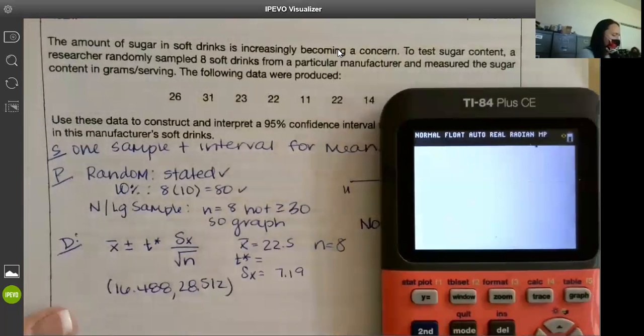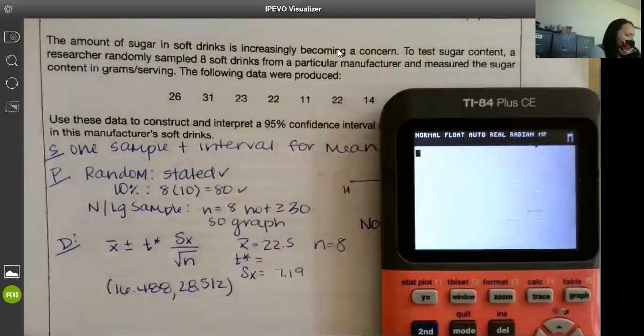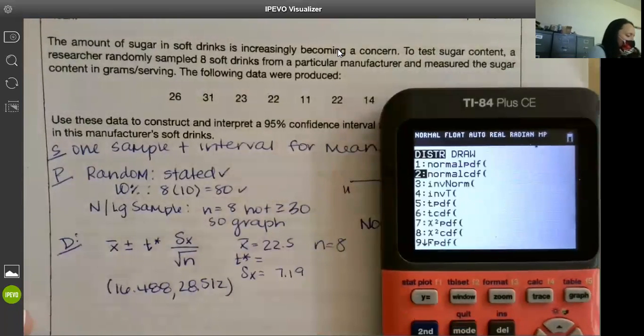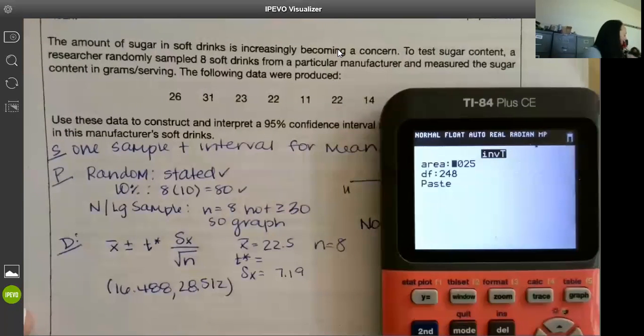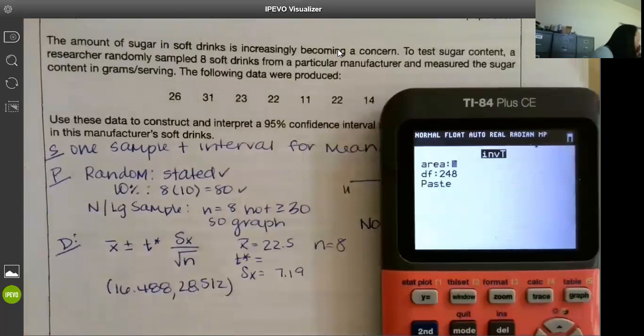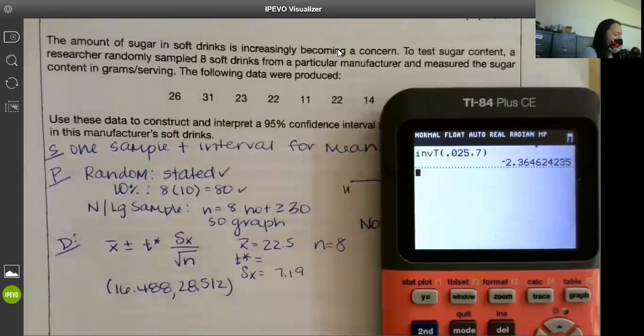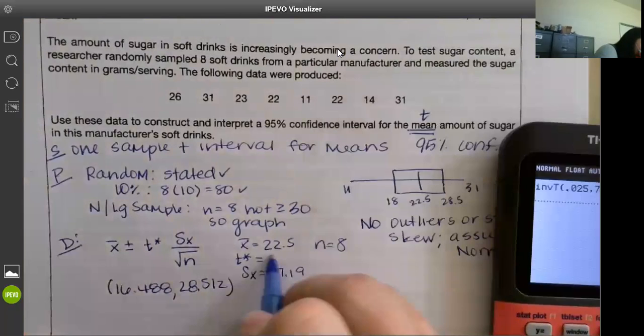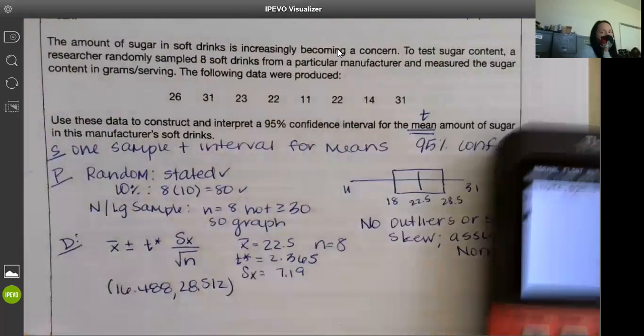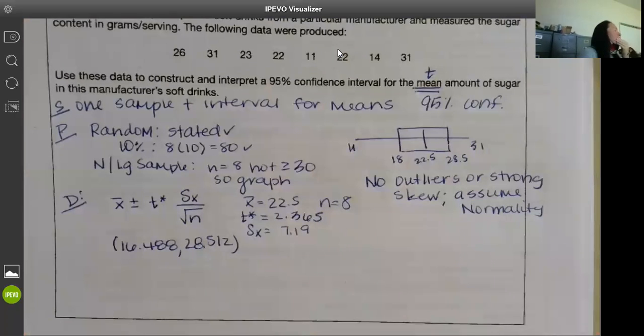How would I find T-star? Where do I go? Second Vars, inverse T. We wanted a 95%, right? So what's my area? And then our degrees of freedom were 7. Good. So then 2.365. You can do your interval for your Z's in your calculator as long as you write the formula and you label everything out. You guys understand that?